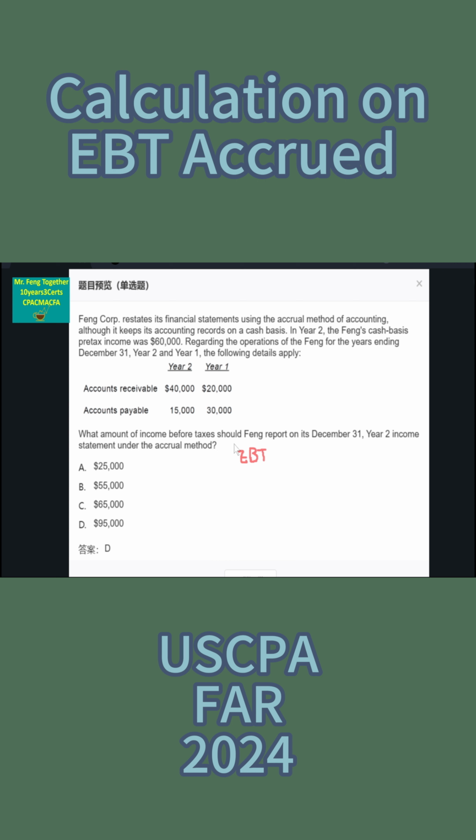It's EBT. It's also called income before taxes and also pre-tax income. It's all the same meaning. It's given EBT cash basis is 60. And it's asked to calculate the accrual.